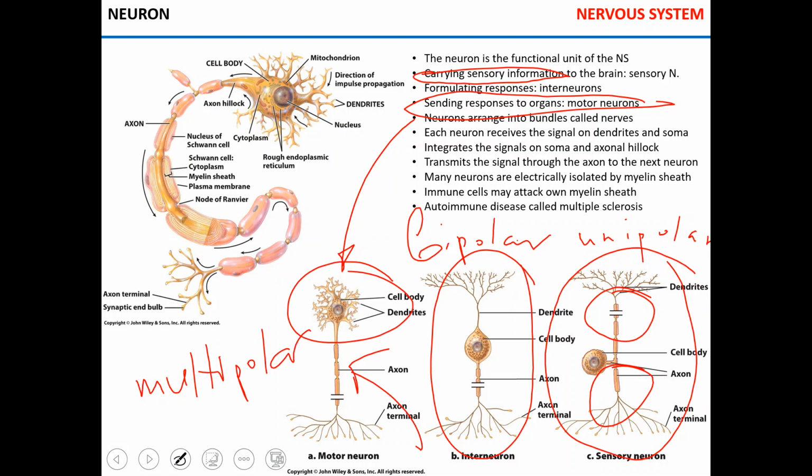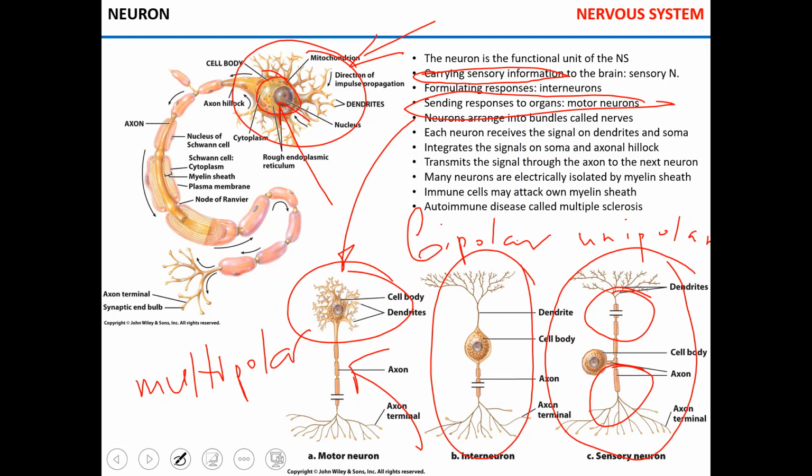So each neuron receives the signal on the dendrites and the soma. You can see soma is the same as the cell body. And dendrites are these tree-like projections that extend from the cell body. This is the reception part.